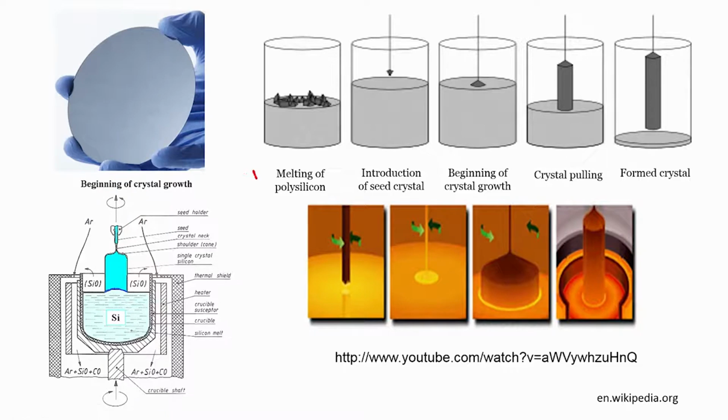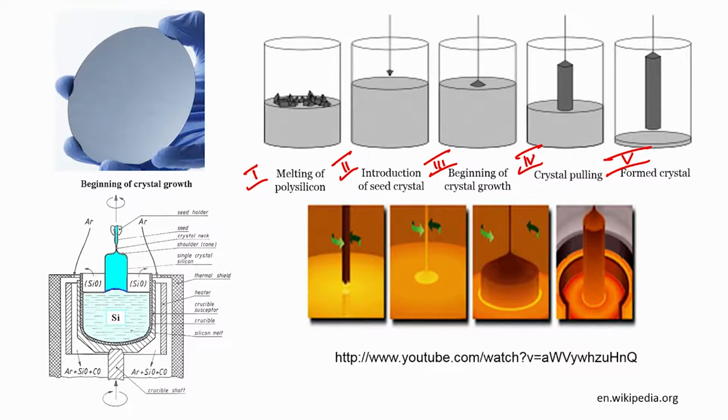This is step number 1, right, and then there is the introduction of the seed crystal, step number 2, followed by the beginning of crystal growth, step number 3. Then the seed crystal is pulled out, and there is crystal pulling and formation of the silicon boule, step number 4, and finally the crystal is formed, step number 5, right. So, this is how the process is done.